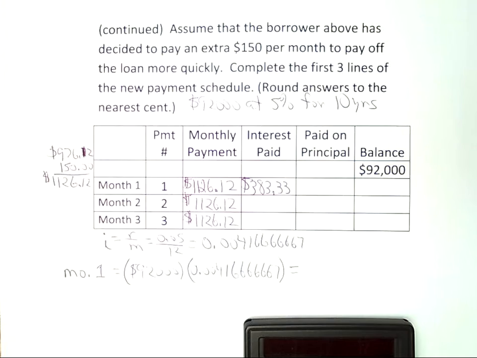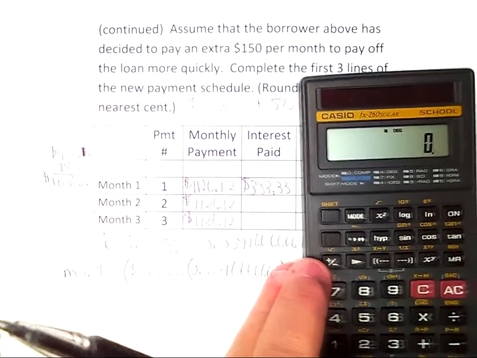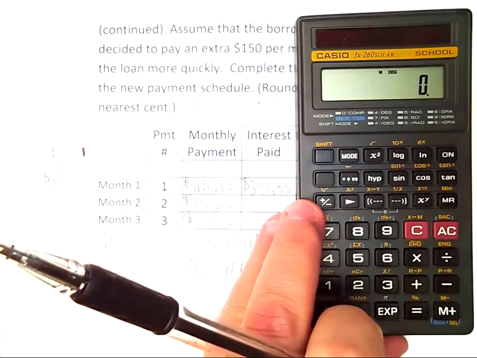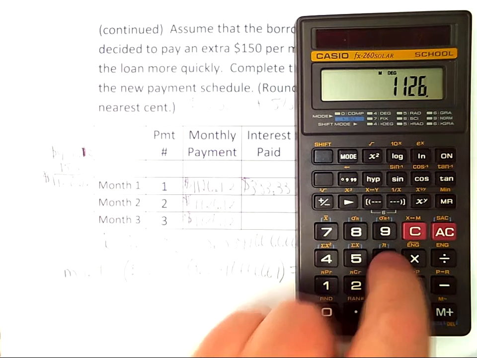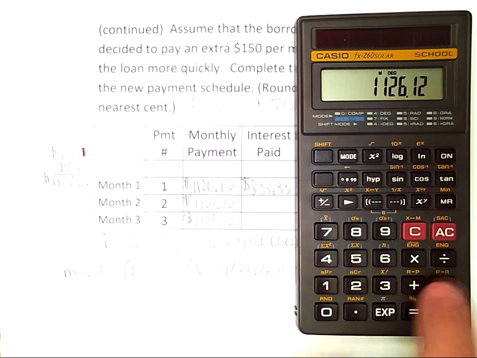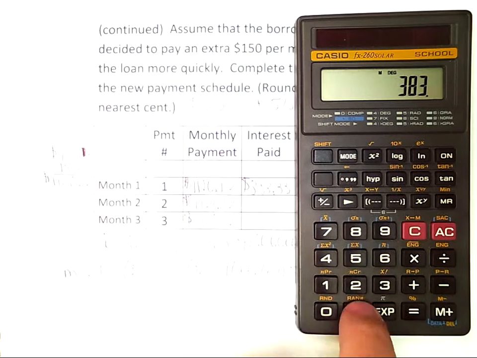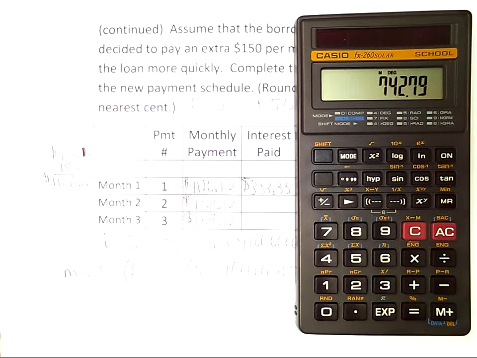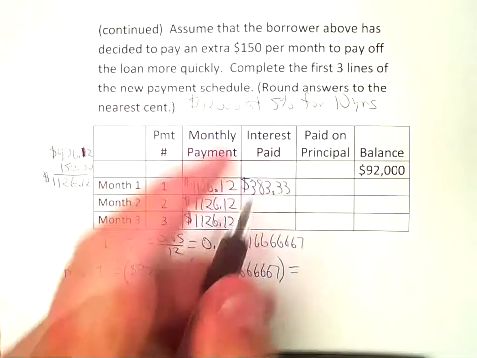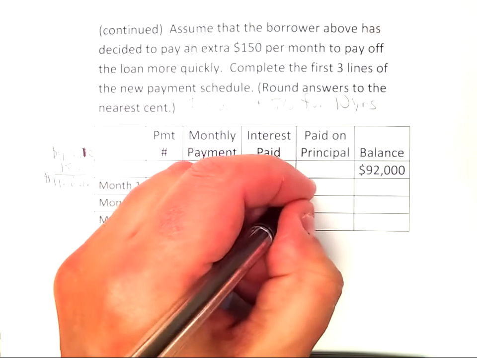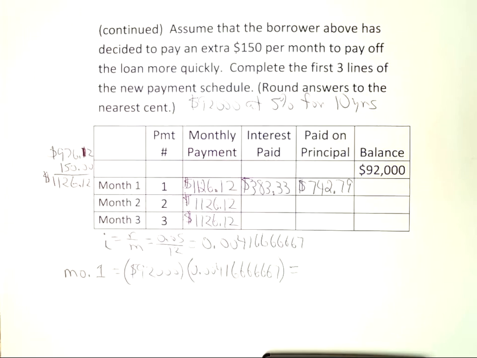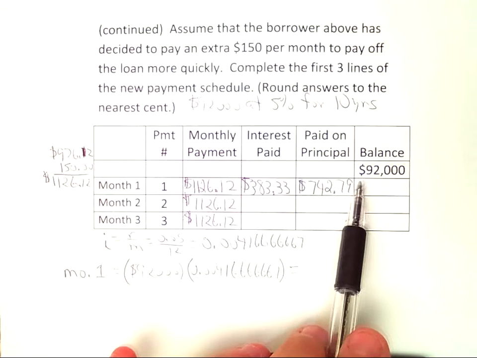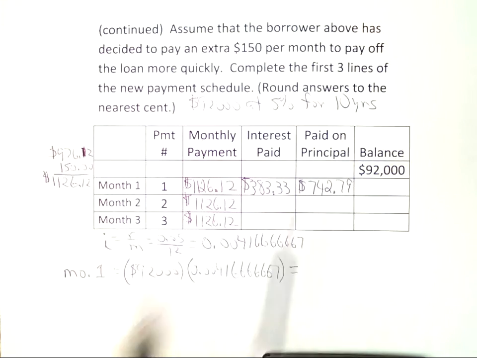So what I need to do then is take, as before, this is nothing new. Once I get to this point, it's the same. 1126.12 minus 383.33, and that leaves me with $742.79. So the amount that goes to principal is $742.79. And of course, the new balance is just the old balance minus what you paid on principal.